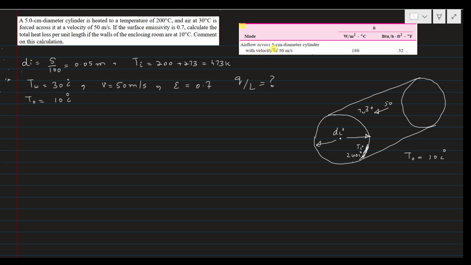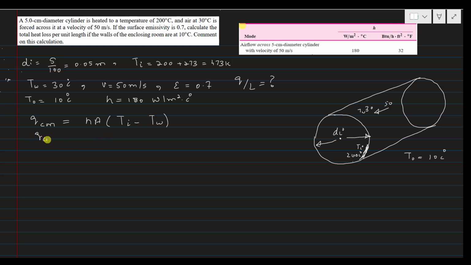Here I extracted the portion that is under study consideration. If air is flowing over a 5 cm cylinder with a velocity of 50 meters per second, its convection heat transfer coefficient will be 180 watts per meter square centigrade. So convection heat transfer is equal to h A times the temperature difference, Ti minus TW, where TW is the temperature of the air.